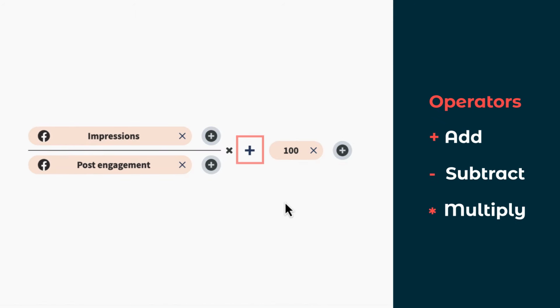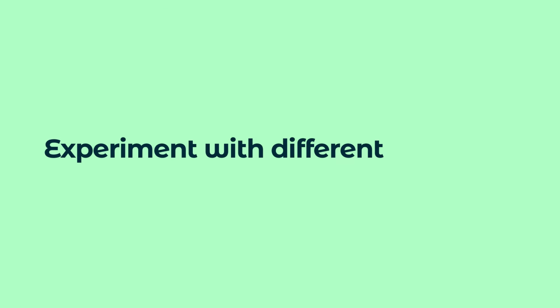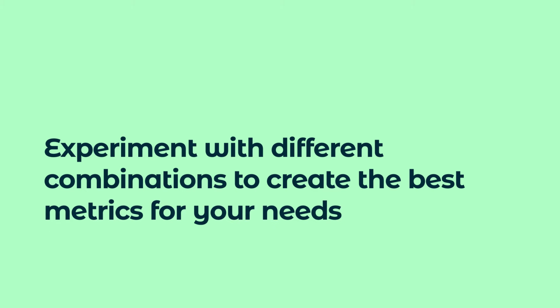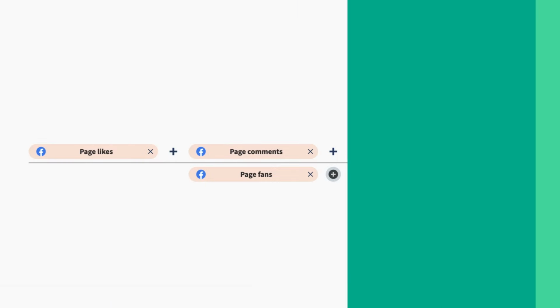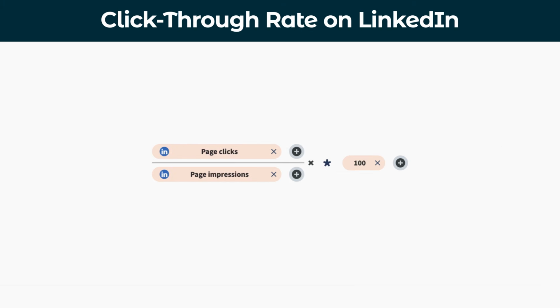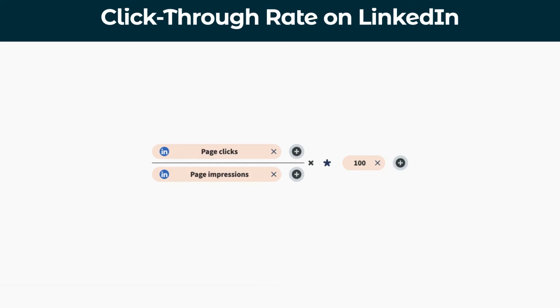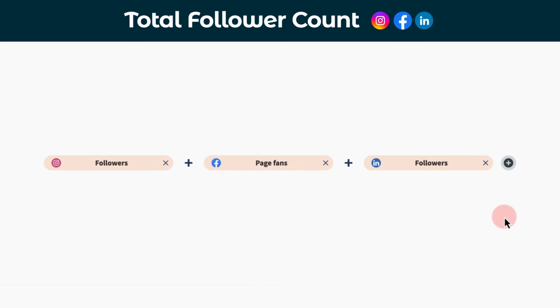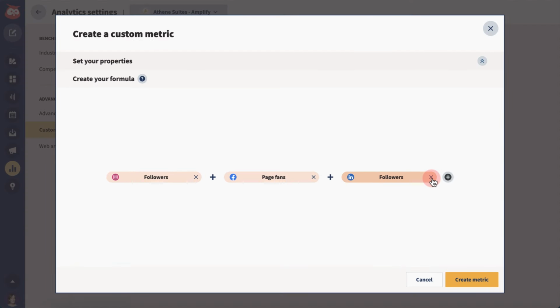Use operators to adjust how your formula is being calculated. Experiment with different combinations to create the best metrics for your needs. For example, this formula will calculate your engagement rate across Facebook. This one will automatically calculate your click-through rate on LinkedIn. And here, we'll see the total follower count on Instagram, Facebook, and LinkedIn. If you need to, delete any metrics or values. Once you're happy with your formula, create the metric.